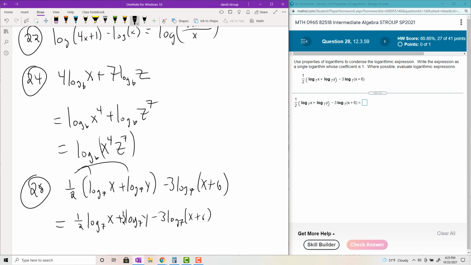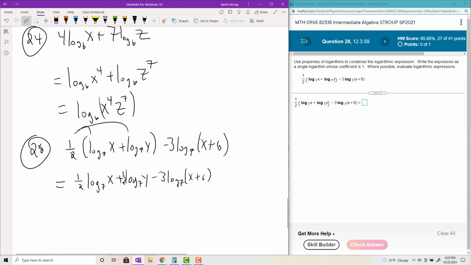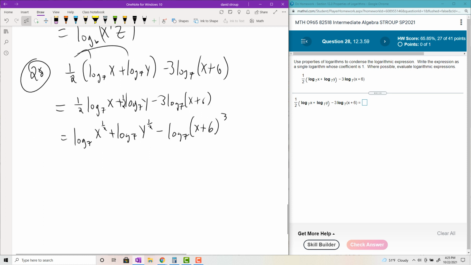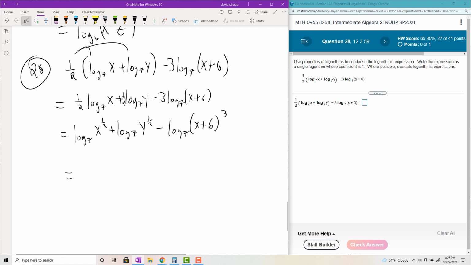Okay, once I get it in that form, I could do 3 power rules. So I got log base 7 of x to the 1/2 plus log base 7 of y to the 1/2 minus log base 7 of x plus 6 to the 3rd. Then I'm going to do a product rule on those first 2 terms. So log base 7 of x to the 1/2 times y to the 1/2. You could rewrite that just as square root x times square root y, which would be square root xy. And then minus log base 7 of x plus 6 to the 3rd.